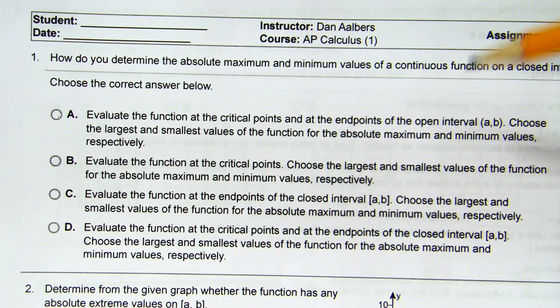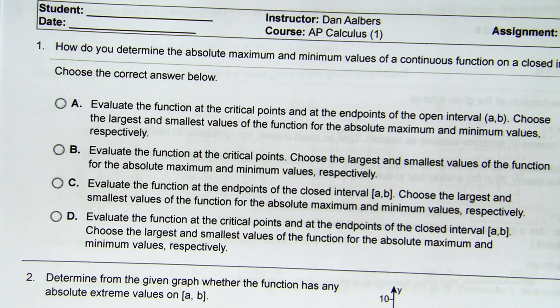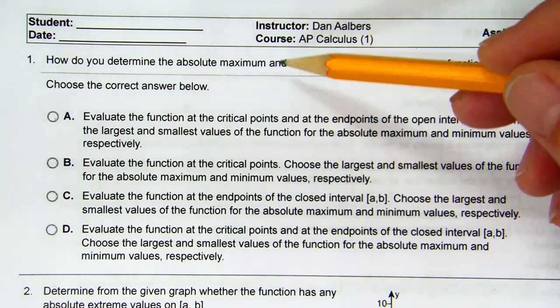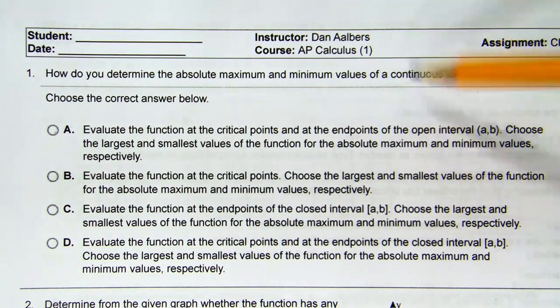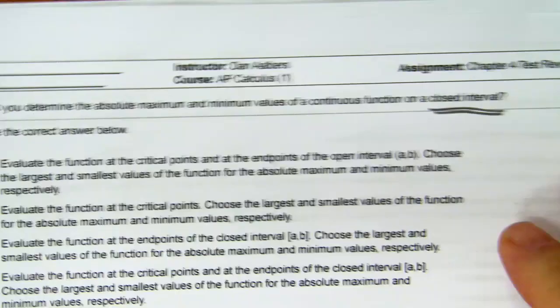So we're starting off, a lot of Chapter 4 was how functions behave. How can we use the derivative to tell us how functions behave? And the first section here is how do you determine an absolute maximum or minimum of a function? These are important points on a closed interval. Now that's kind of key, closed interval.